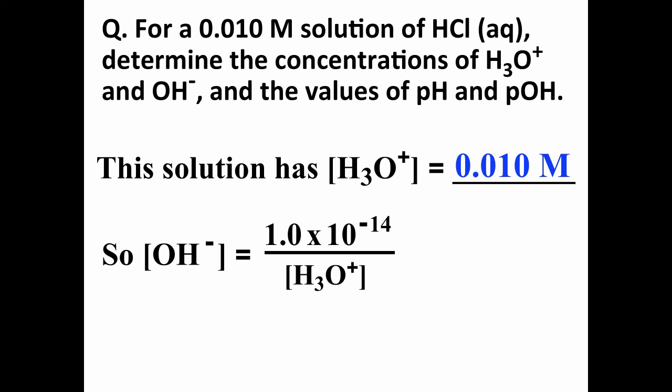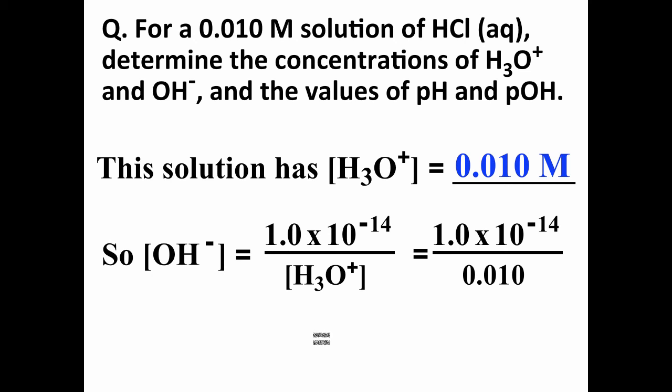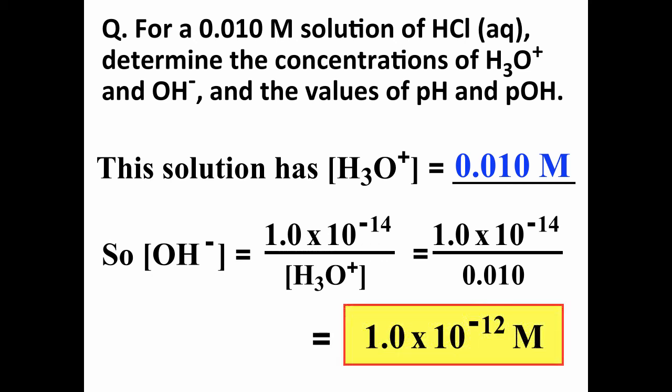Well, if we know H3O+, we can calculate OH-, and solving the Kw expression for OH-, it's equal to 1 times 10 to the minus 14th over H3O+ concentration. That's 1.0 times 10 to the minus 14th over 0.010, which works out to be 1 times 10 to the minus 12th molar for the hydroxide concentration. And notice, of course, acidic solution has a much higher concentration of hydrogen ion than of hydroxide ion.